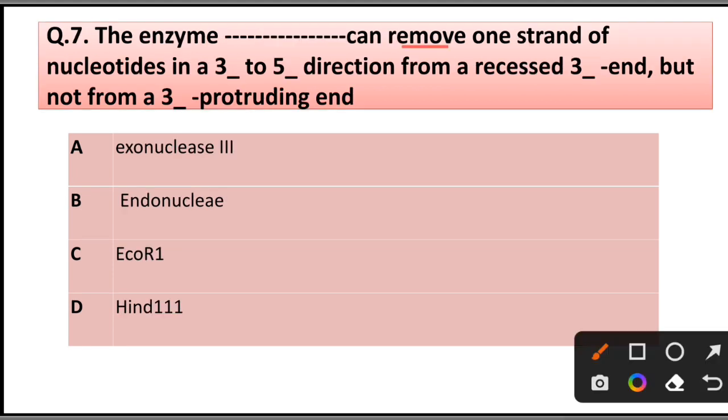Question number 7. The enzyme dash can remove one strand of nucleotides in a 3' to 5' direction from the recessed 3' end but not from 3' protruding end. Exonuclease 3, endonuclease, EcoR1, HindIII. Correct answer is option A, exonuclease 3.